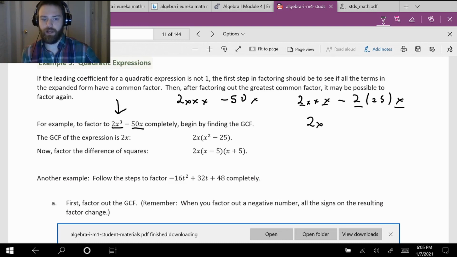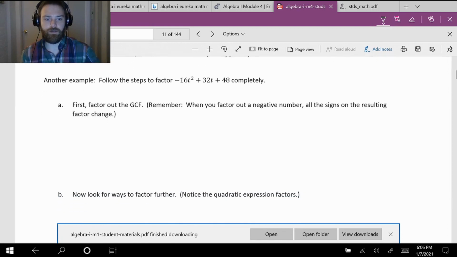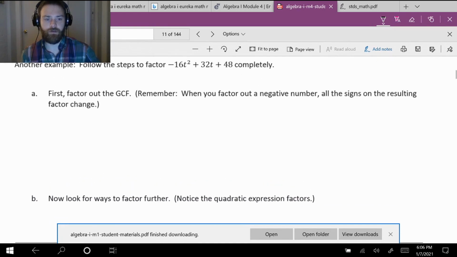So I've got 2x times x squared minus 25. And that's exactly what they did here. And then you can see x squared minus 25 is a difference of squares. So that's x minus 5 times x minus 5. So they're telling you to factor this guy out. So this is actually a nice little quadratic.